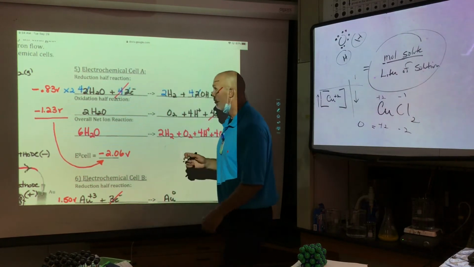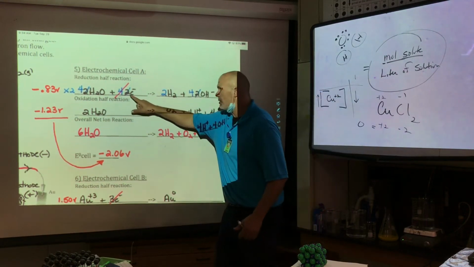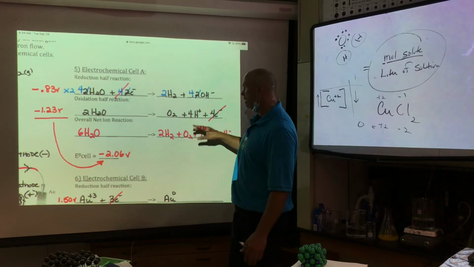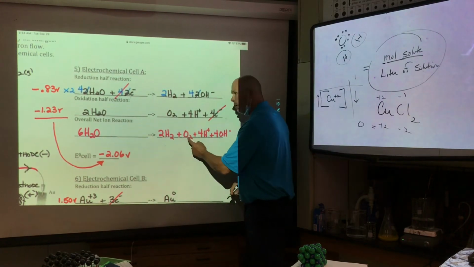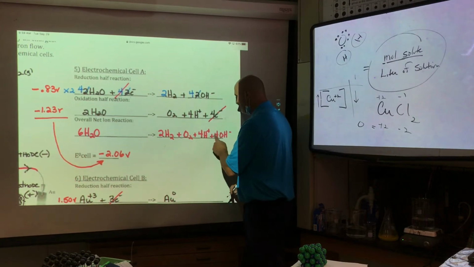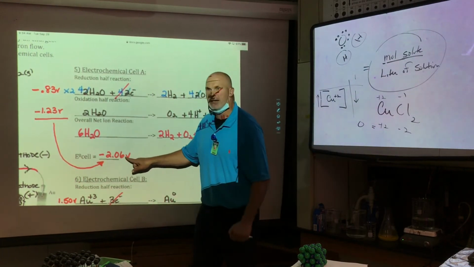So, in any case, you have to balance them. We times by 2 because electrons aren't balanced. And then what do we have? Water breaking apart into 2 H's and 1, 2 to 1. And you get some of this stuff here. And total net potential is negative.